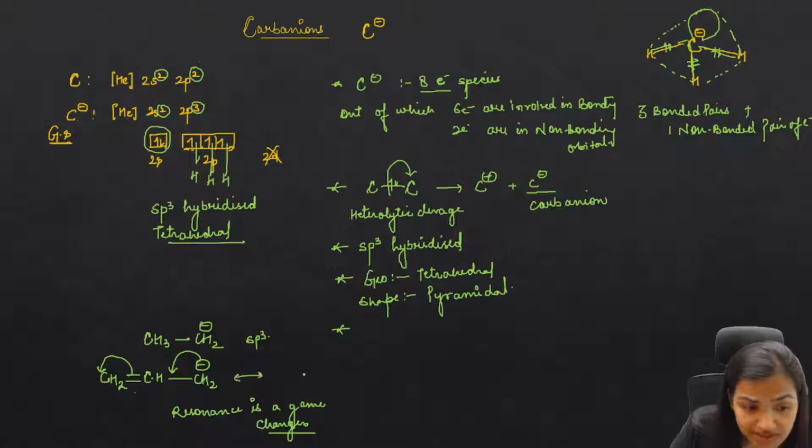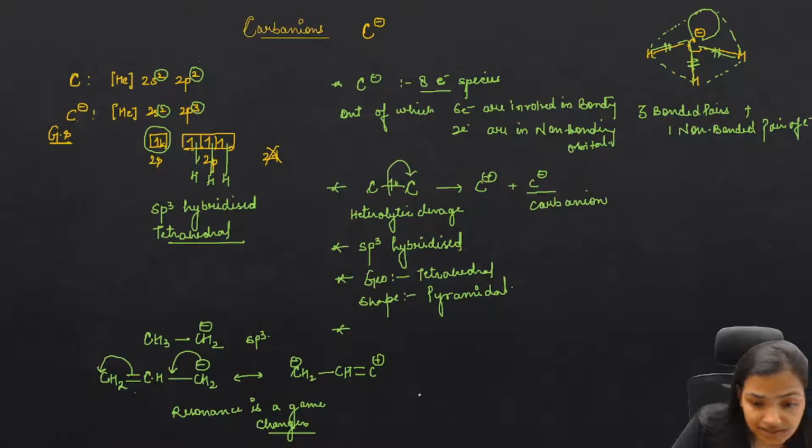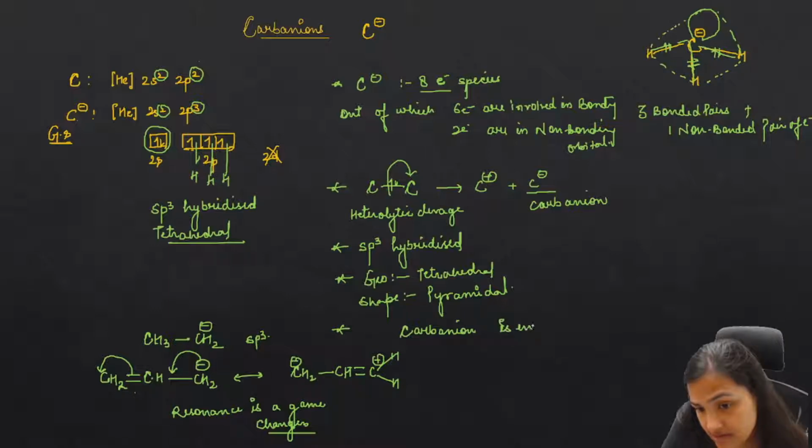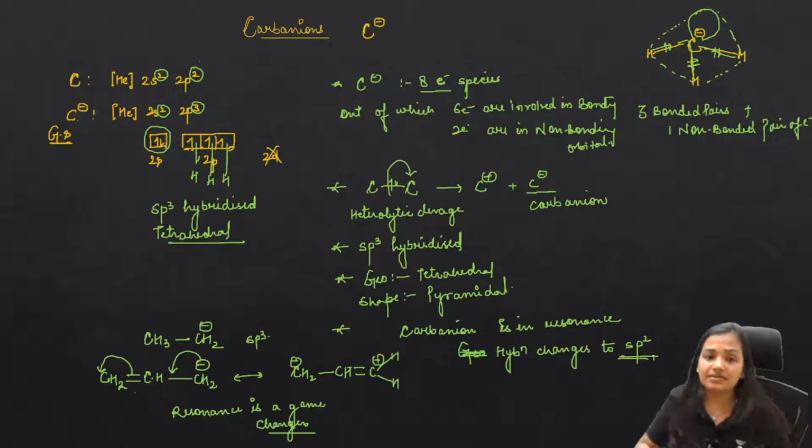When you draw its resonating structure, you will find that this becomes CH2 negative, CH, here we get a double bond, and this becomes CH2. So when you see the geometry of this particular molecule, you will find that it has a trigonal planar geometry. So when carbanions are in resonance, the geometry or shape changes, and the hybridization changes to sp2.